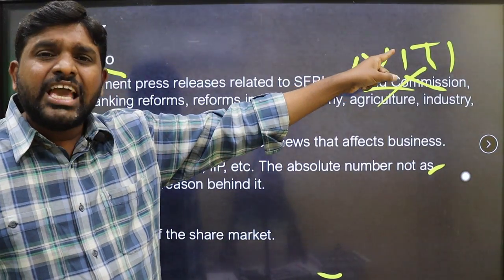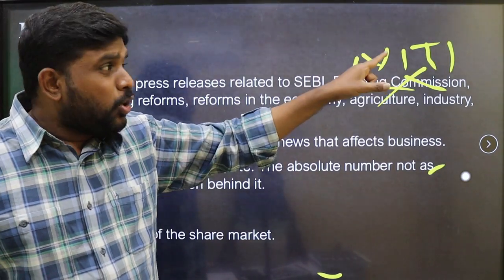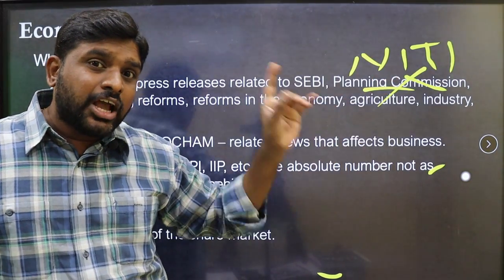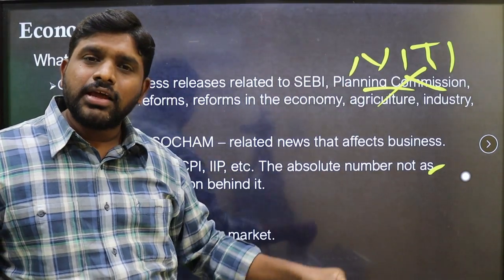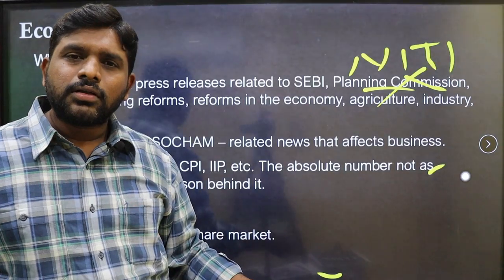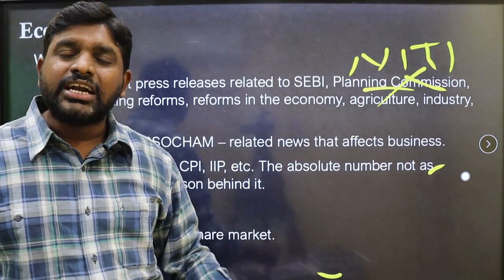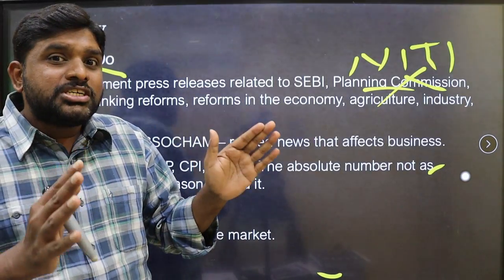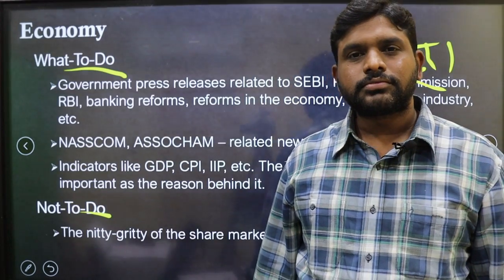Why? Because before Niti Aayog, what was there? Planning Commission was there. So how the Planning Commission used to deal with the economic problems, how Niti Aayog is dealing with economic problems, any difference is there? One difference is Niti Aayog is a federal body, Planning Commission is a centralized body. So how their approach is, if you write your answer like this, you will get maximum marks.